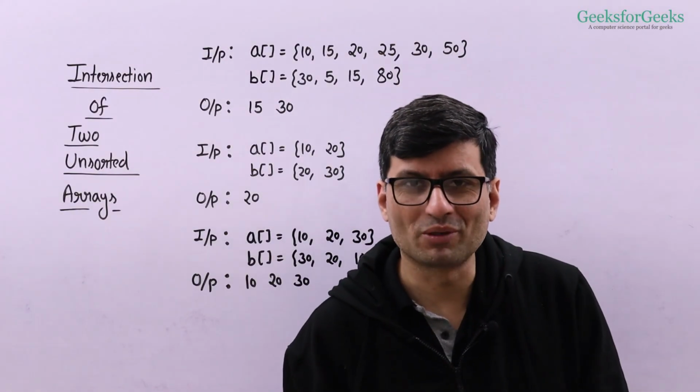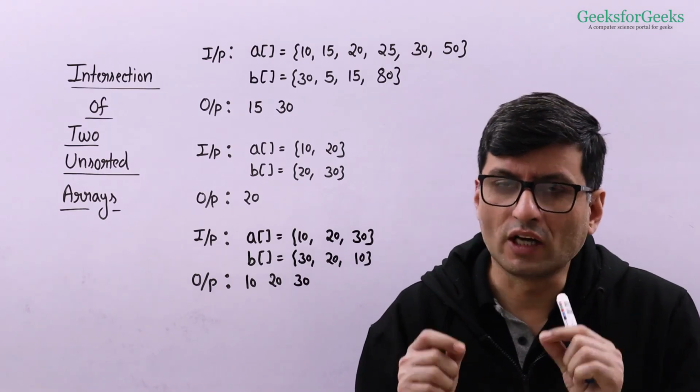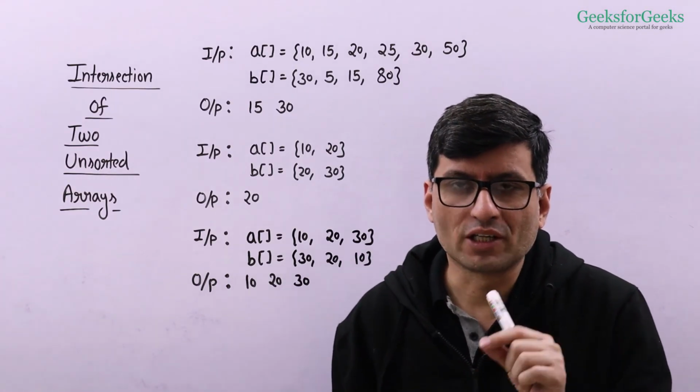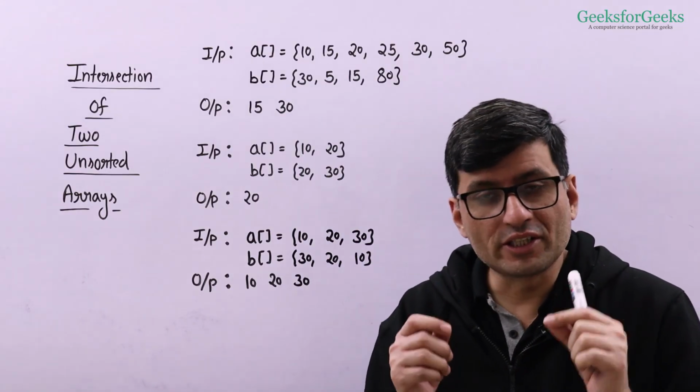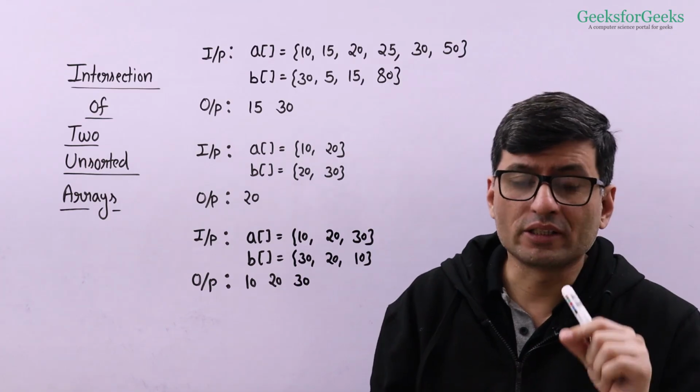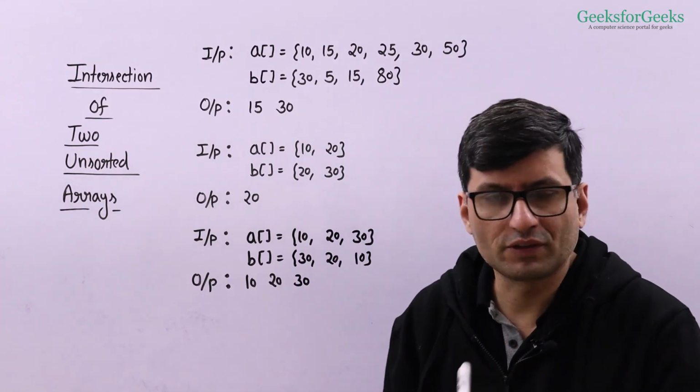Let us talk about this problem. We are given two unsorted arrays. We need to find out their intersection. And the intersecting elements we need to print in the same order as they appear in the first array.